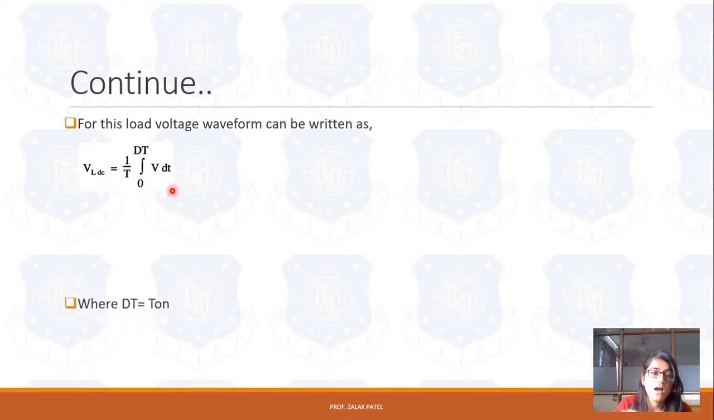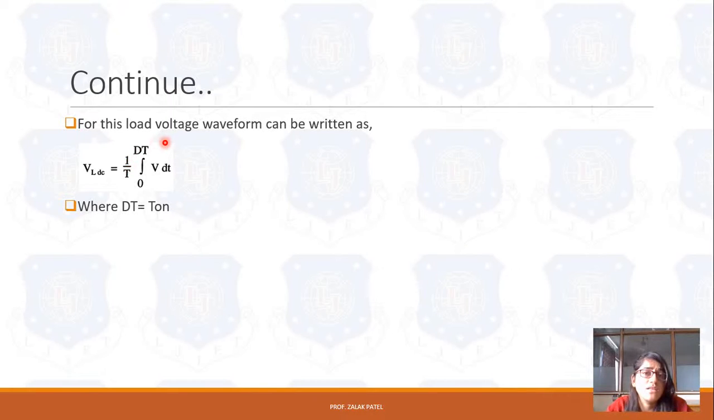Now this DT is nothing but the on time. So you have to integrate from 0 to the on time. For example, if it is given that the on time is 20 microseconds, then you have to do the integration from 0 to 20. Whatever the equation for V is given in the problem statement, you have to put it over here and simply integrate it. You can get the answer for the load voltage waveform.